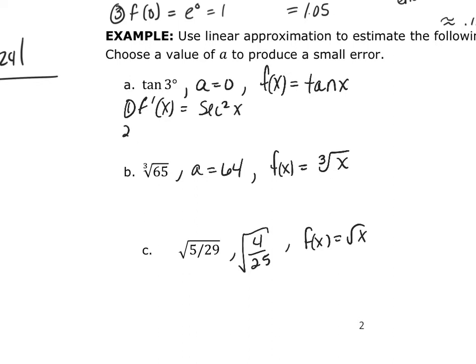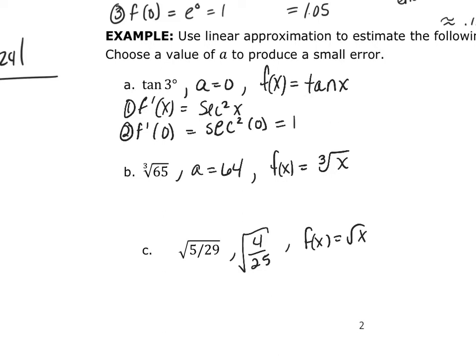I need to know f prime of 0. So the secant squared of 0. Secant is the reciprocal of who? It is the reciprocal of cosine. It's 1 over cosine. So I just find the cosine of 0. What is the cosine of 0? So I square that and I do the reciprocal of that, which is just 1.